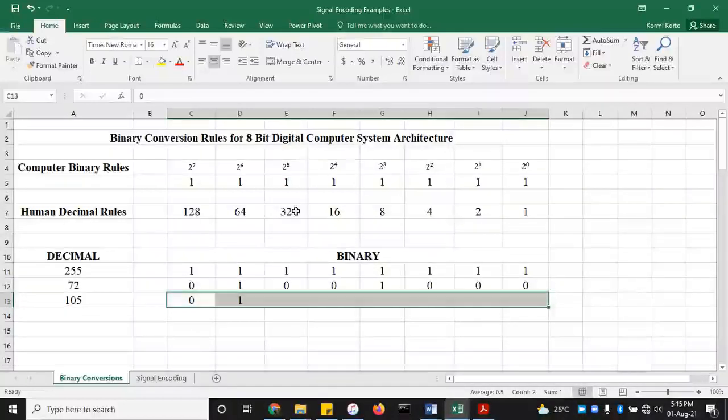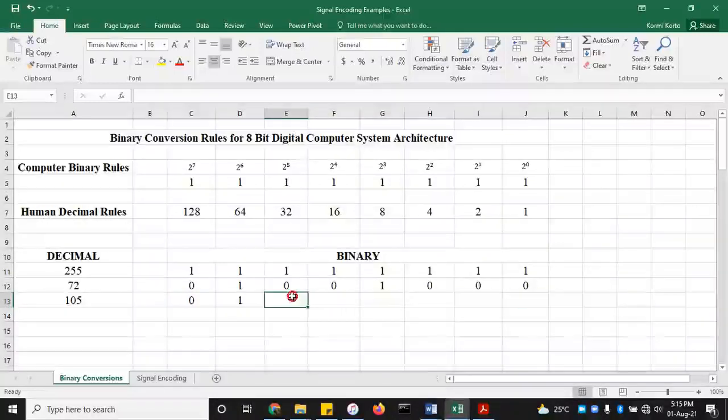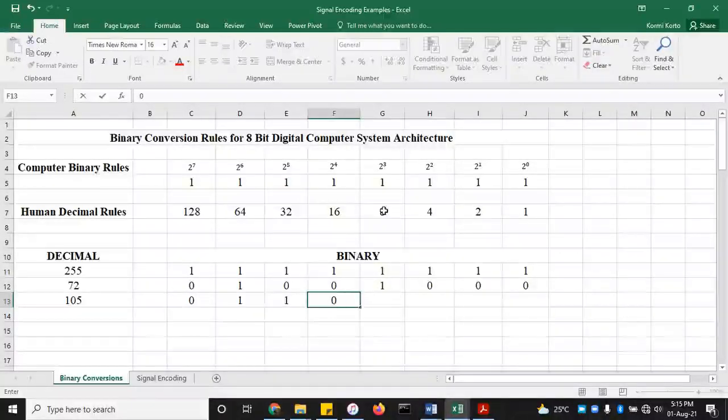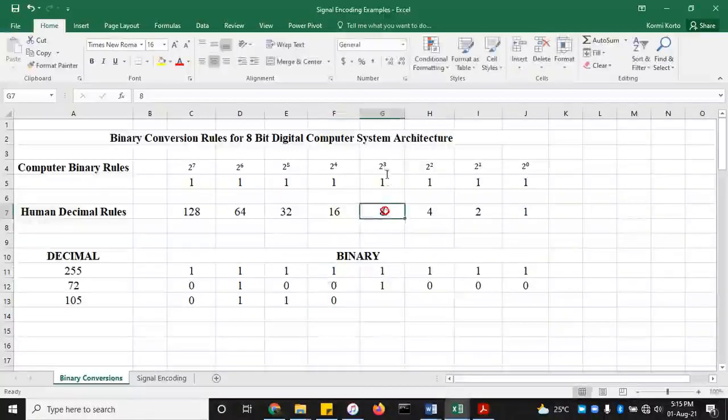So 41 more. So which of these other ones can we add? We can add 32. We can switch on 32, so it becomes 64 plus 32, which is 96. So 96 out of 105, you have how many more left? 9 more left. So we can use 16. Obviously, 16 is bigger than 9. So obviously, the fifth bit, which is 2 to the power 4, needs to be in an off state. But since we need 9 more, the fourth bit, which gives a decimal value of 8, can be switched on.